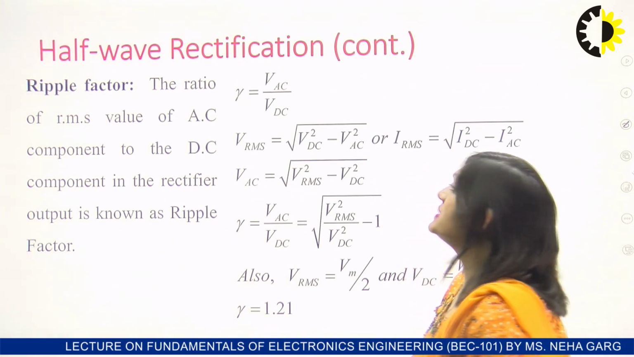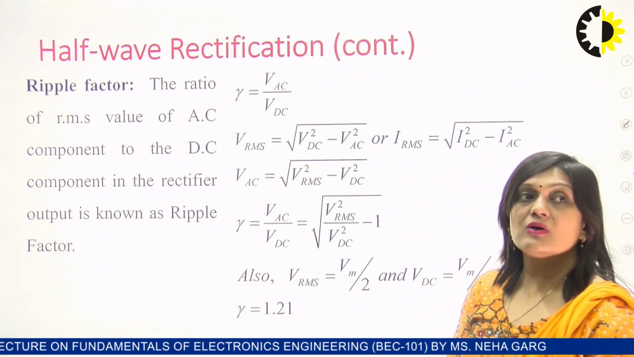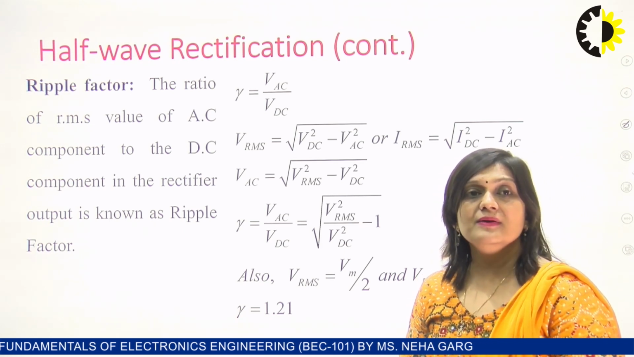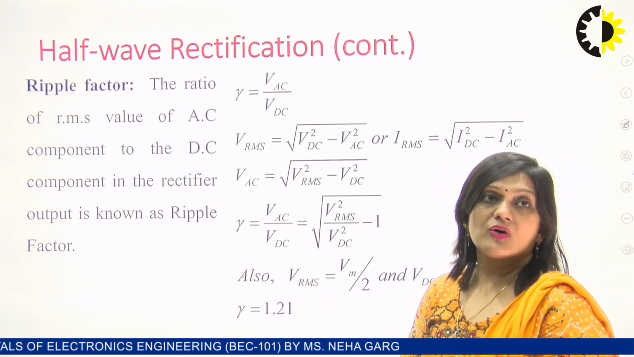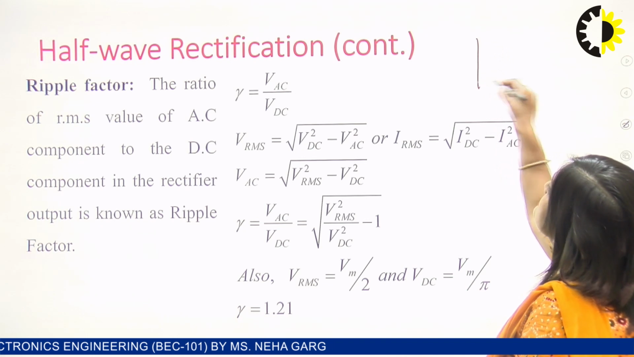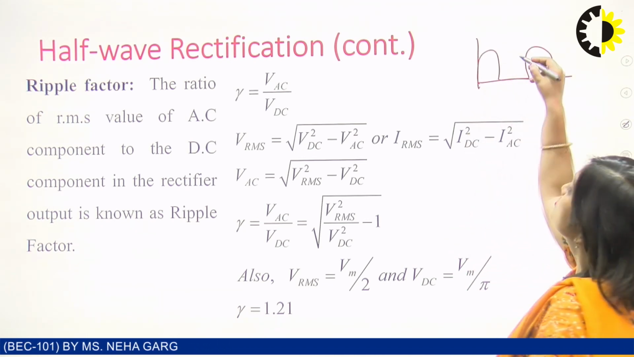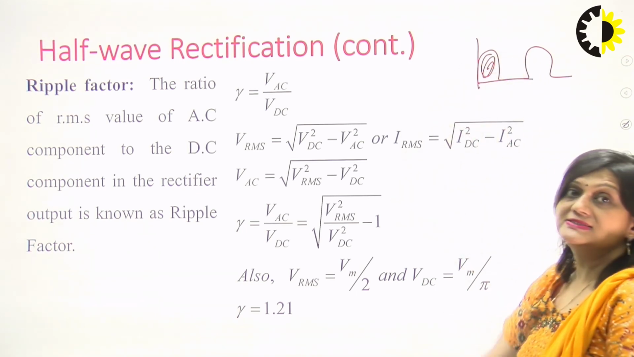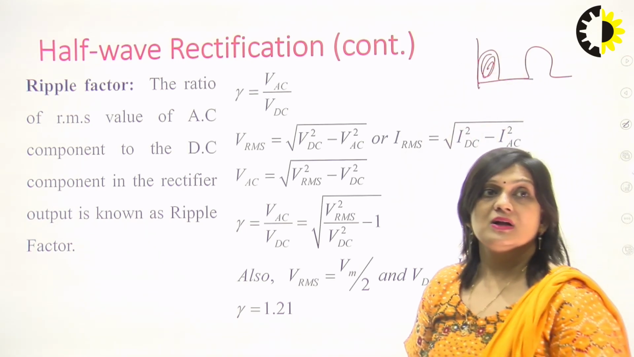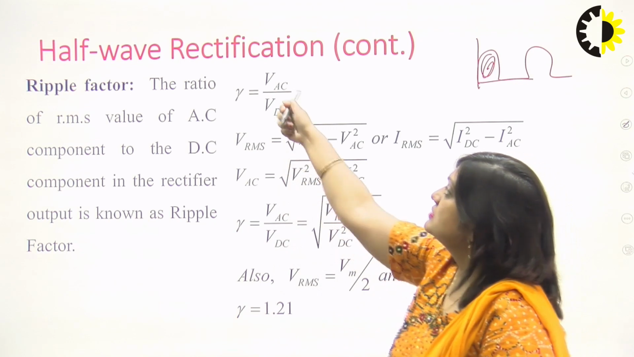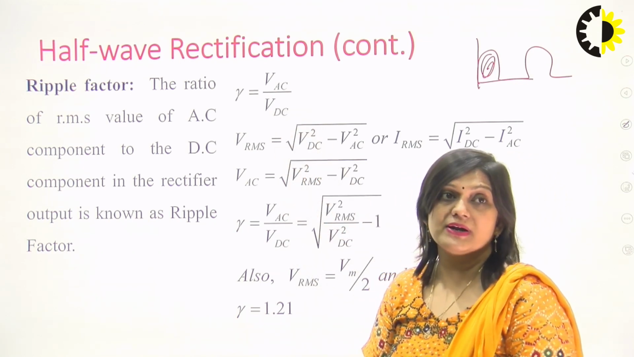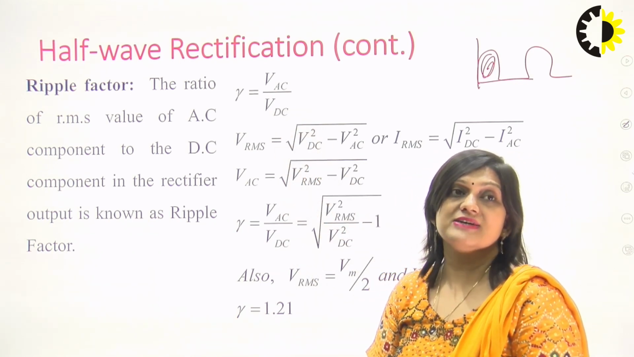After that, ripple factor. So ripple factor is the amount of the AC component in the rectifier output. Like we are getting the output in this way, we are not getting a smooth DC. So these ripples that we are getting in the DC output are called the ripples. It is defined by the ratio of the VAC component in the output upon VDC output.